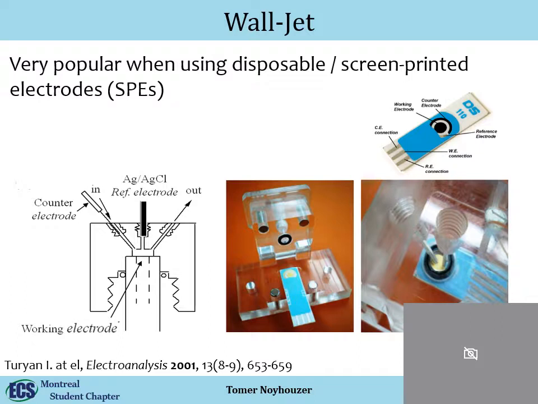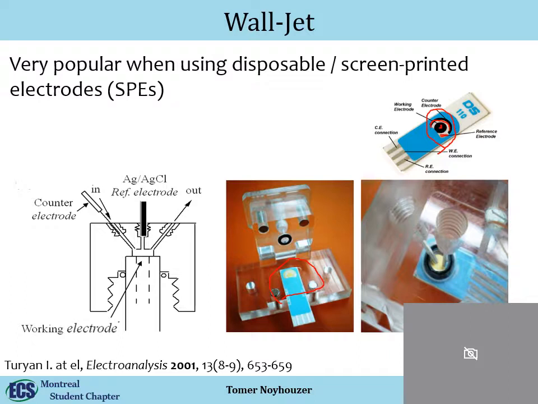You can see that here is a screen printed electrode, and this is the cell the company sells specifically for this type of electrode. And here, as you already know, you have your working electrode in the middle, your reference electrode, and your counter electrode surrounding, and the liquid that will hit this electrode actually hits the entire cell. So this is your entire electrochemical cell.